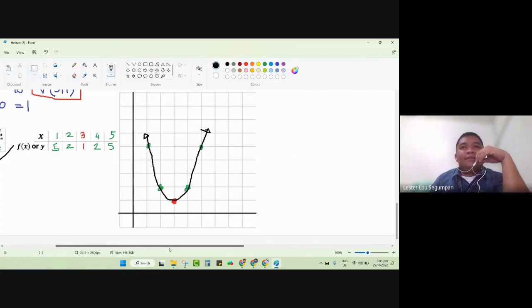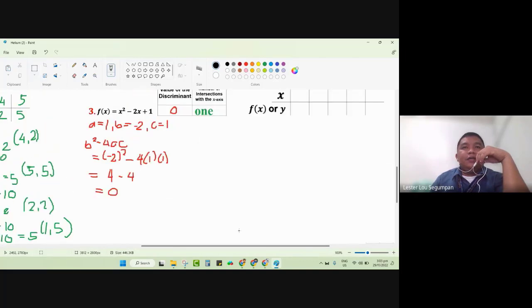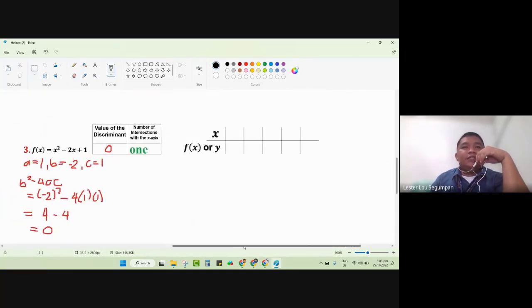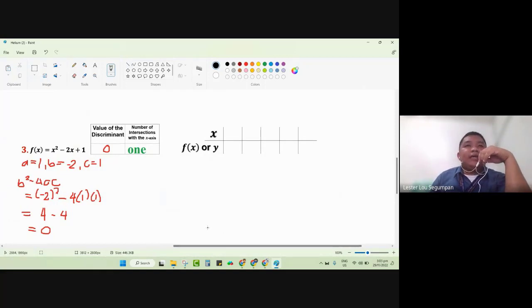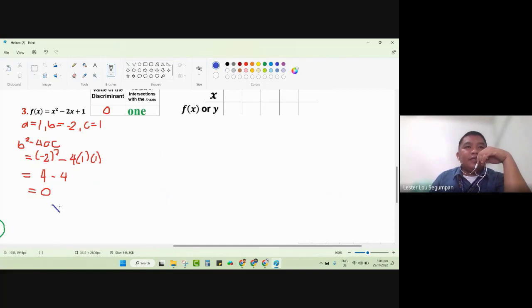Okay, let's have the last item, number 3, here. We have shown that there is only one intersection with the x-axis. Let us verify that, starting with the computation of the vertex, which is negative b over 2a. Your b is already negative 2, so please make sure to substitute the signs properly. You have 2 times 1. So negative of negative 2 using the double negative property, that's 2 over 2. You will have 1 for the x coordinate.